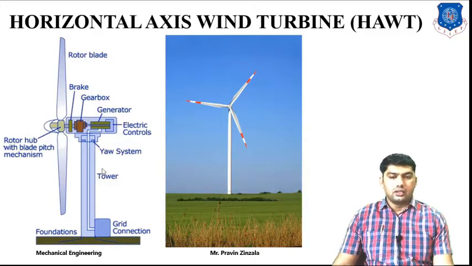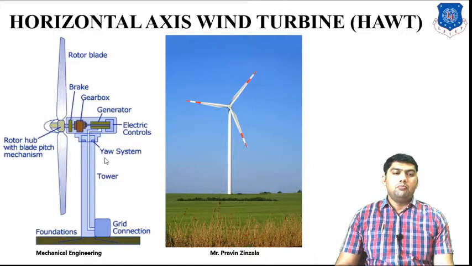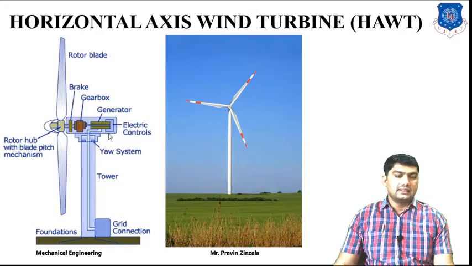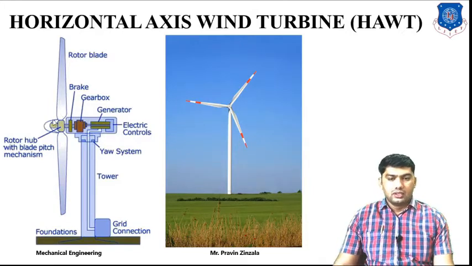In this system, two types of control mechanism are used: yaw control mechanism and pitch control mechanism. Yaw control mechanism means we change the angle of the nacelle due to variations in wind direction. Due to weather conditions, the wind direction may change, so accordingly we have to change the yaw control, changing the angle of the whole nacelle.